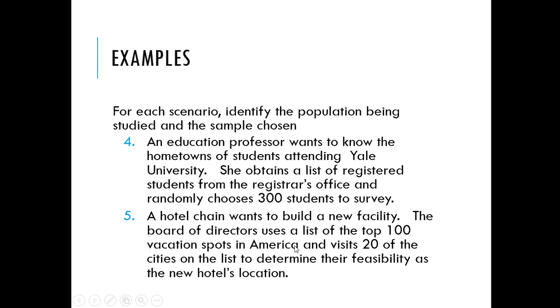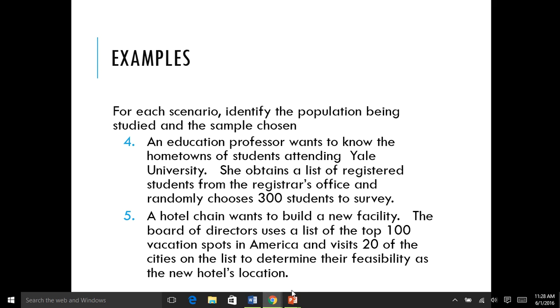A hotel chain wants to build a new facility. The board of directors use a list of the top 100 vacation spots in America and visit 20 of the cities on the list to determine the feasibility of the new hotel location. Again, we have 100 top vacation spots, which would probably be our population, and they only visit 20, which is our sample. So this again is a sample.